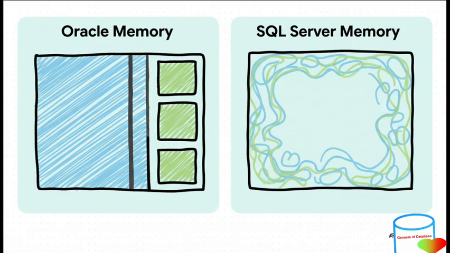This visual just gets right to the point, doesn't it? On the left, you've got Oracle, drawing this hard line in its memory, a shared area for everybody, and then a private, totally dedicated area for each connection. And then on the right, you have SQL Server, which just throws everything into one giant unified memory pool that all the connections have to share.